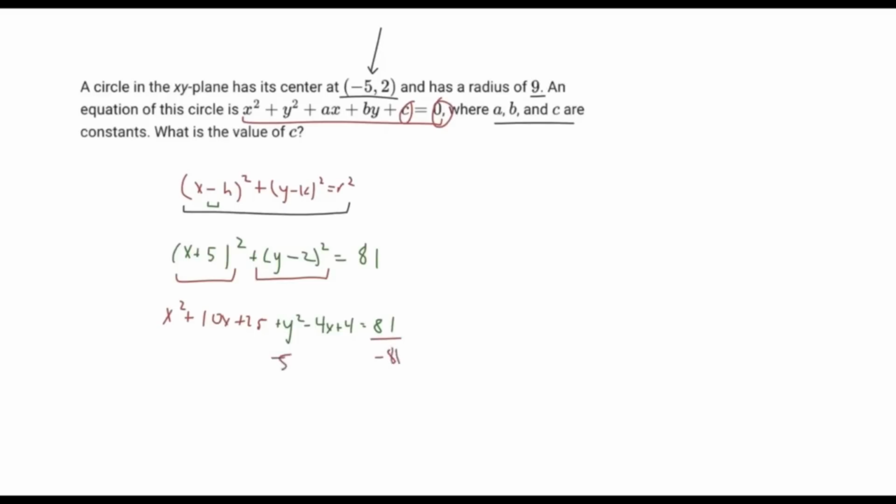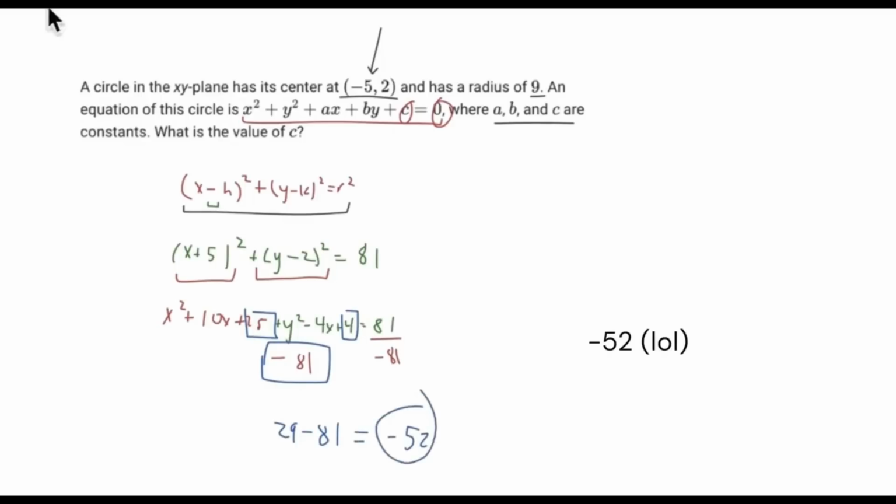And then once we subtract 81 on both sides, we just want to combine like terms. We have a positive 25 here, a positive 4 here, and then a negative 81 here. So here we just have 29 minus 81, and 29 minus 81 will give us a value of negative 52. And therefore we can determine that the value of c here is negative 52.